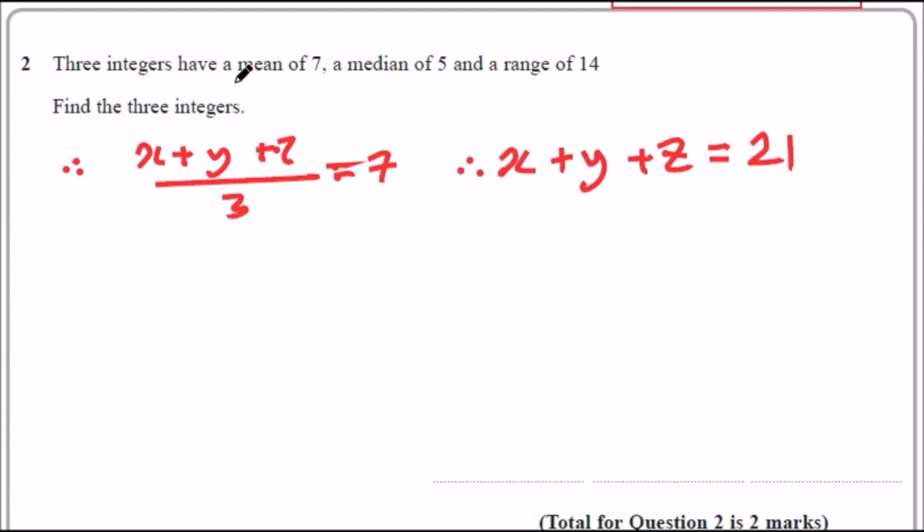The second statement now, so that's the mean done. For the median, what do we have? So the median means that the middle value would be 5. So we can say instantly that y must be equal to 5.